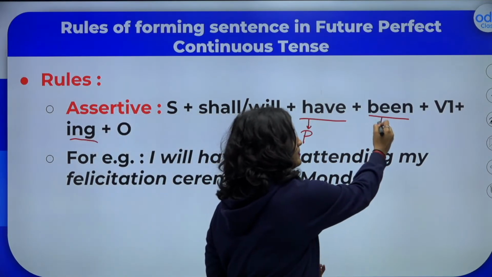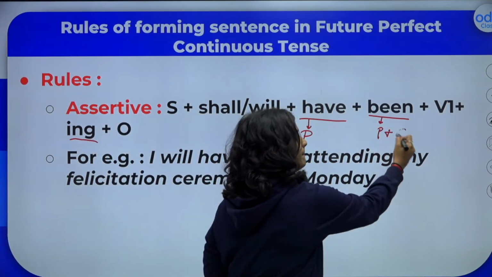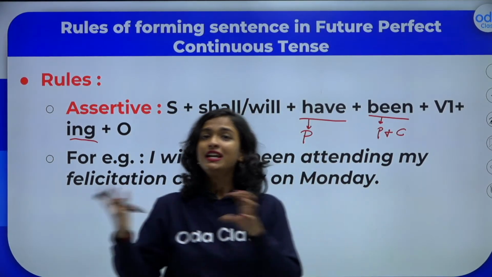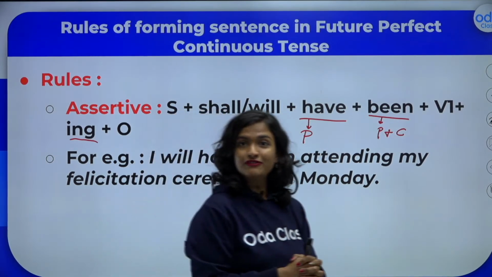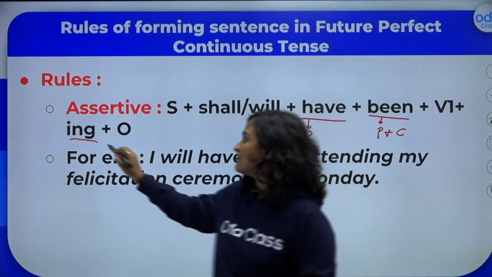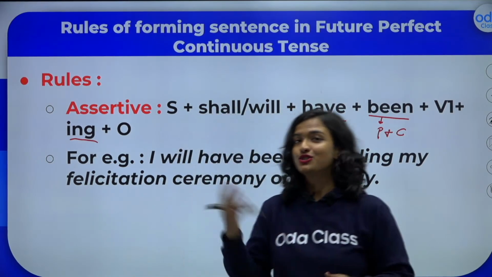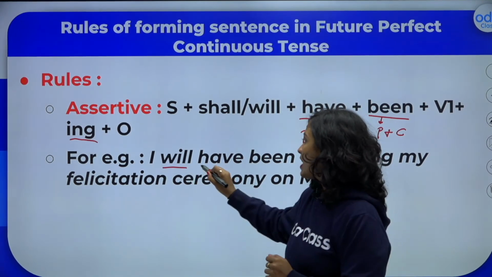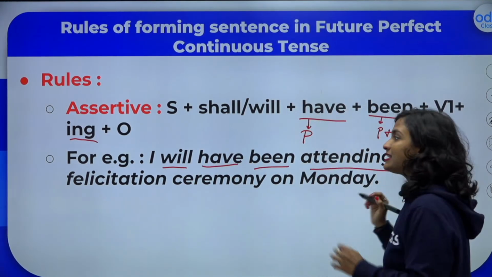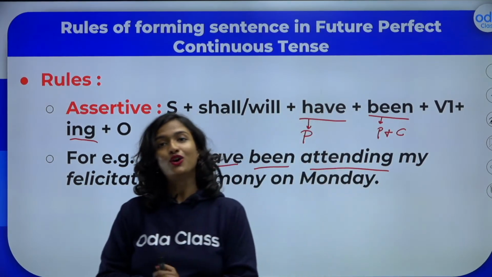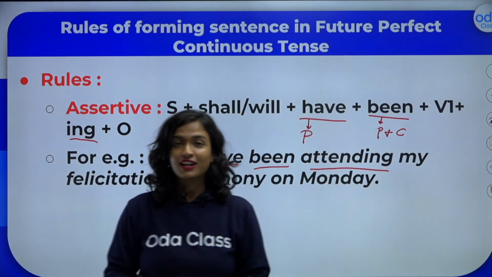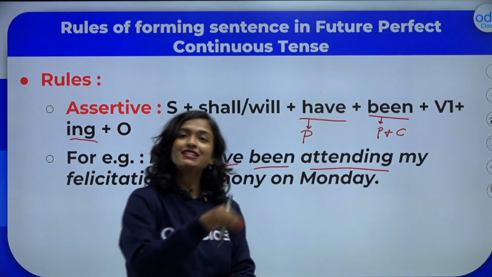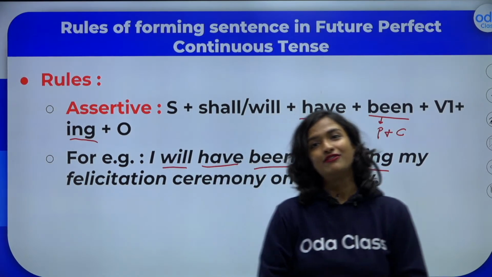Then we have been, right, which helps us combine our perfect plus our continuous, because it takes into account the verb 3 form of the perfect. And lastly, then we have our ing form, which gives credit to our continuous tense. So for example, I will have been attending my felicitation ceremony on Monday. Okay, this action will happen in the future, it will be ongoing in the future, and it will end in the future itself.